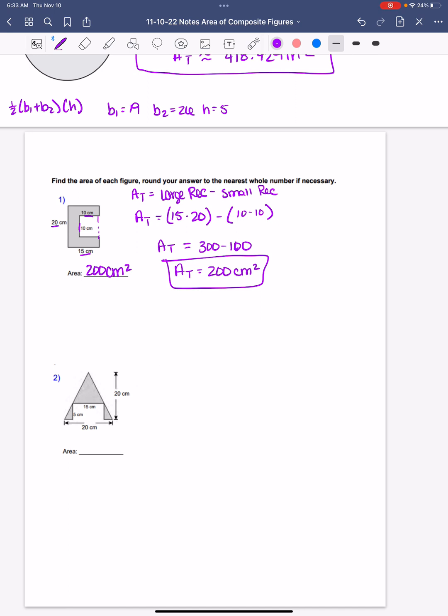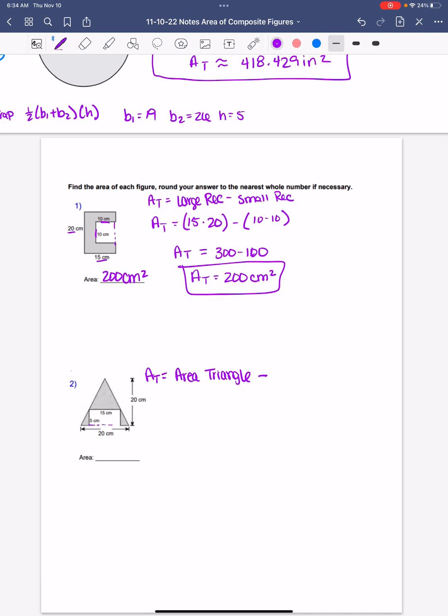So I have the big figure, which is area triangle. Keep forgetting that area total, guys. I apologize. Minus, and that figure that's interrupting it, this figure right here, that's the one we're going to subtract, right? Because that's the one I'm enclosing at the bottom. That shape is going to be area rectangle, or rec. Okay, so the area of a triangle.